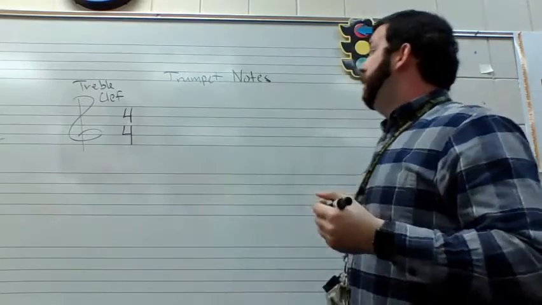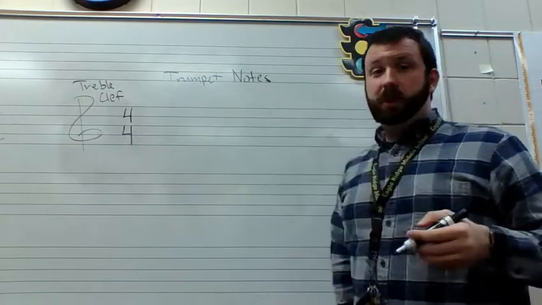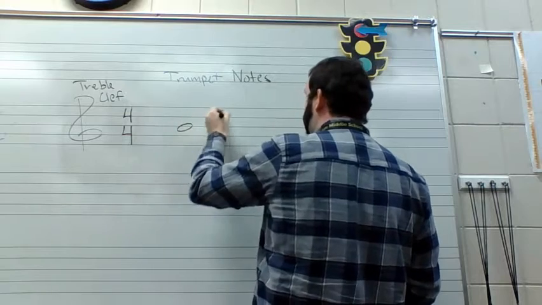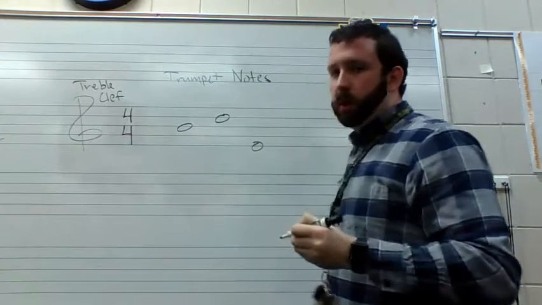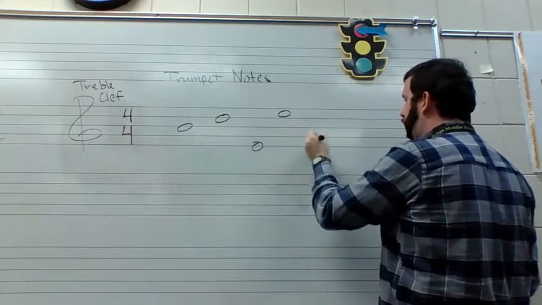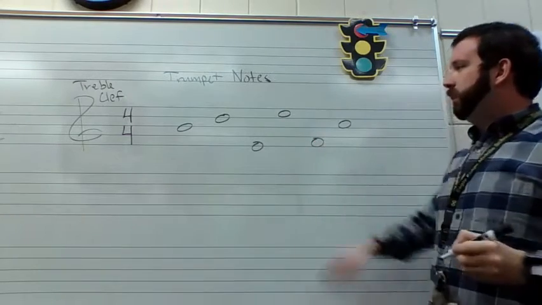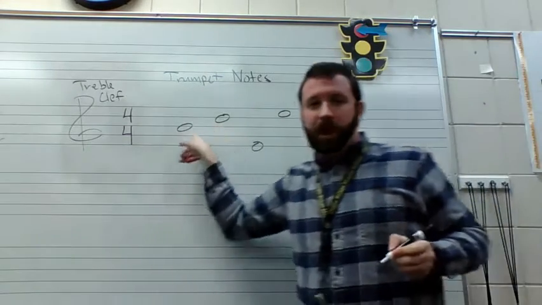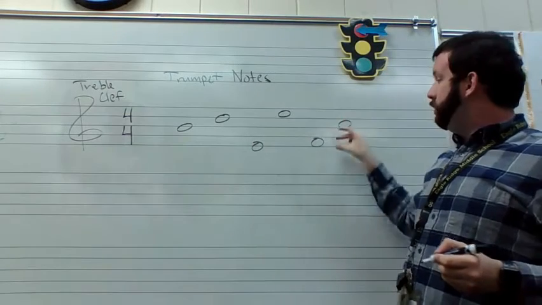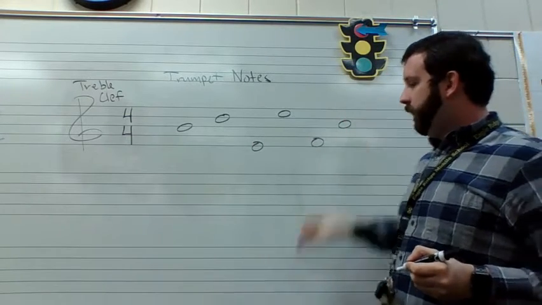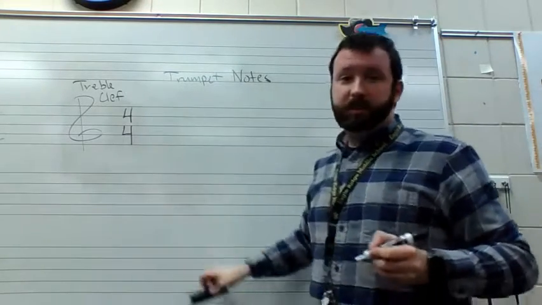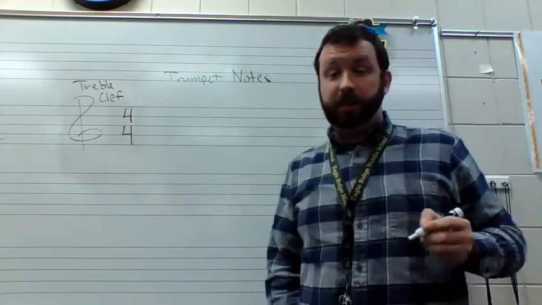Okay? Now, as far as notes, we can put notes on lines throughout the staff, or we can put notes on spaces. When it's on a line, that means the line goes right through the note. When it's on a space, it means that the note is in between lines. So we use a couple tricks to know the lines and the spaces of the staff.